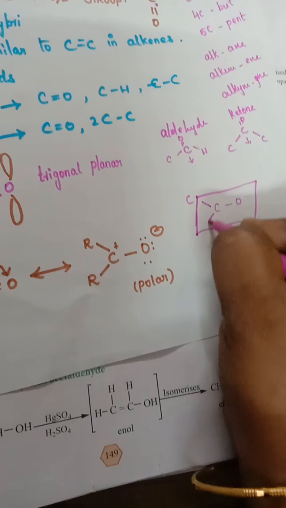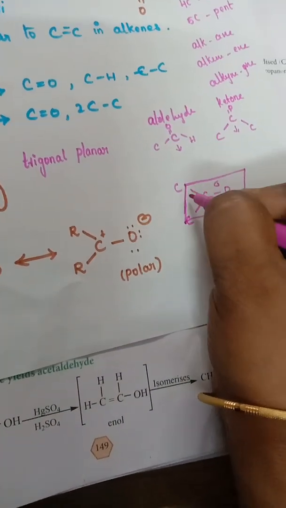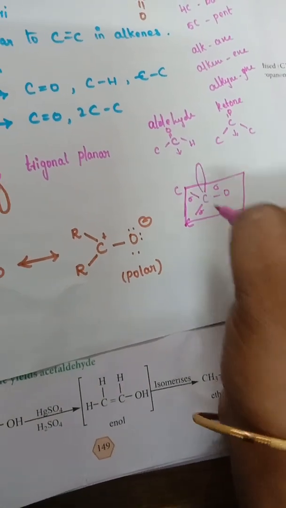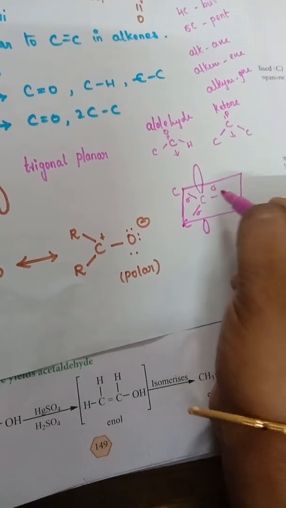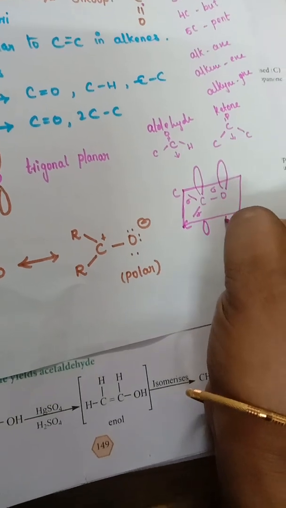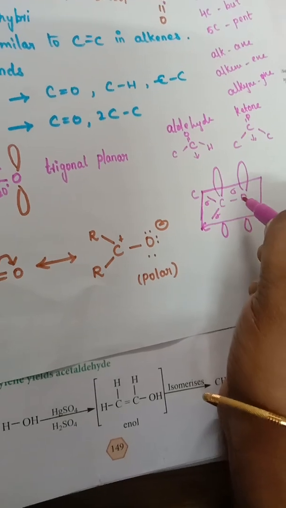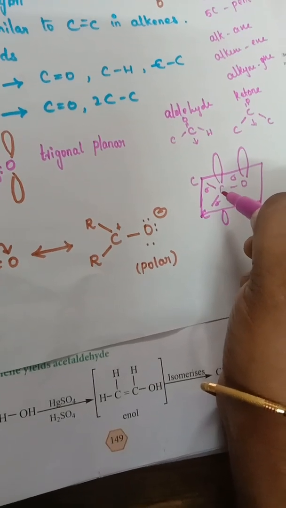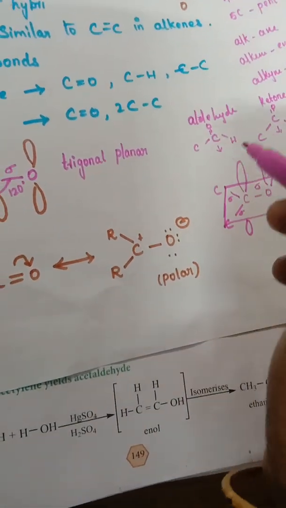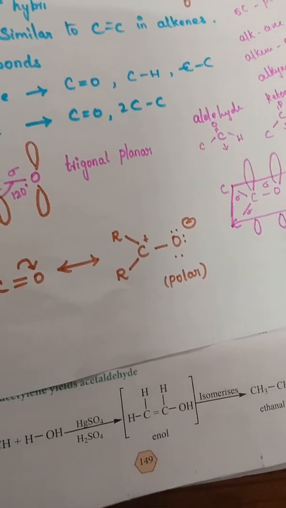Here one carbon, here one carbon. Here one sigma bond will be there, here sigma. For the unhybridized p orbital, one lobe will be above, the other will be at the bottom. Similarly for oxygen also, right? Oxygen also, one will be at the top, the other at the bottom. But in oxygen, one orbital is involved in bonding with carbon, and the other is an unhybridized p orbital. It also has two unbonded pairs of electrons which occupy the remaining two orbitals.